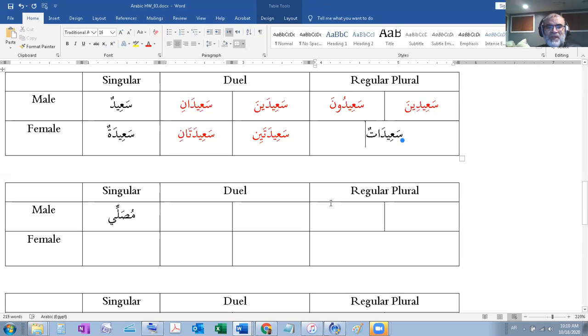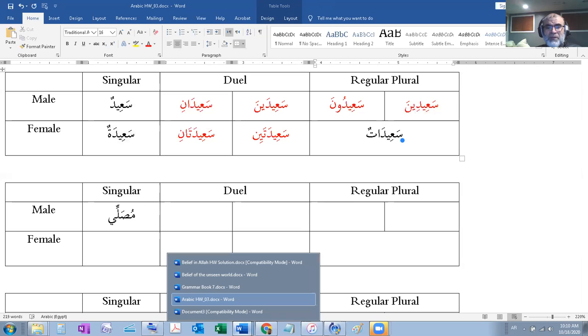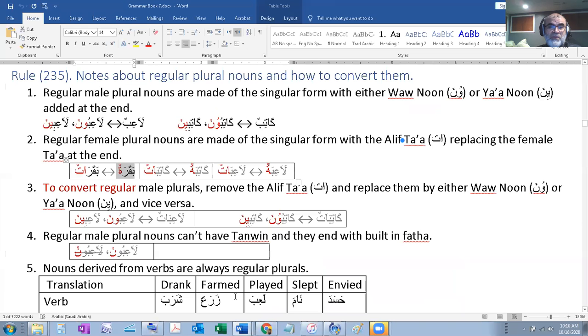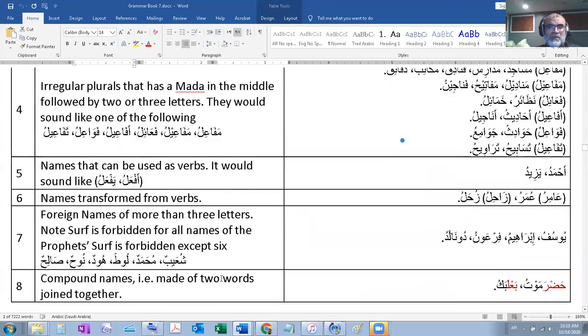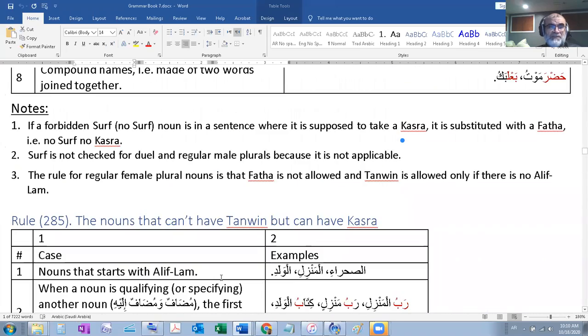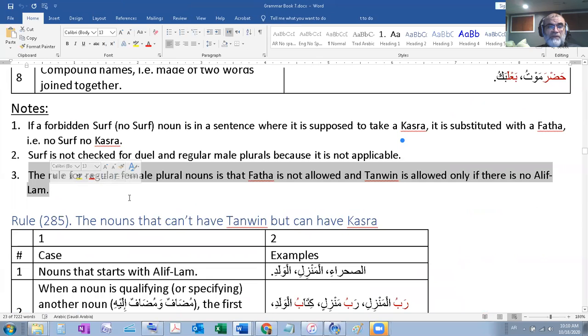Note that according to the rules, regular female plurals can have kasra, can't have kasra. Kasra is replaced by fatha. If you go here to the rules, the sarf rule says that for regular female plural noun, fatha is not allowed, and tanween is allowed only if there is no alif lam. Okay?